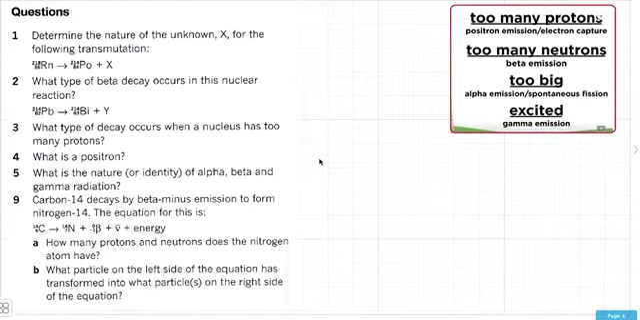So we're going to go through the questions on radioactive decay. The idea with these is to just figure out whether or not you have alpha, beta or gamma decay. And this is a great thing you might like to put in your notes, knowing what type of decay you're going to have.